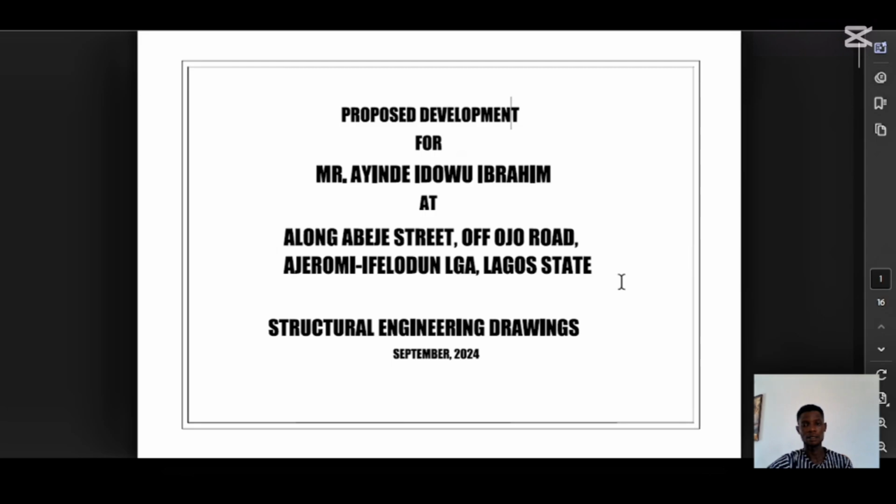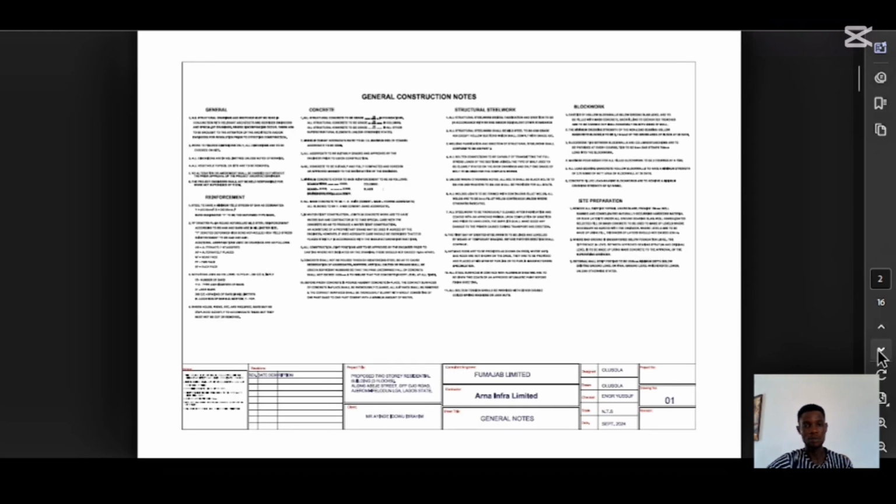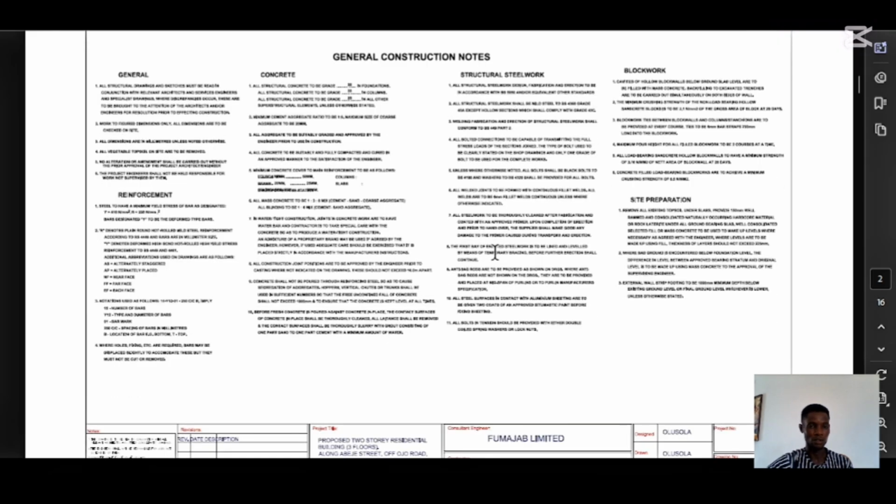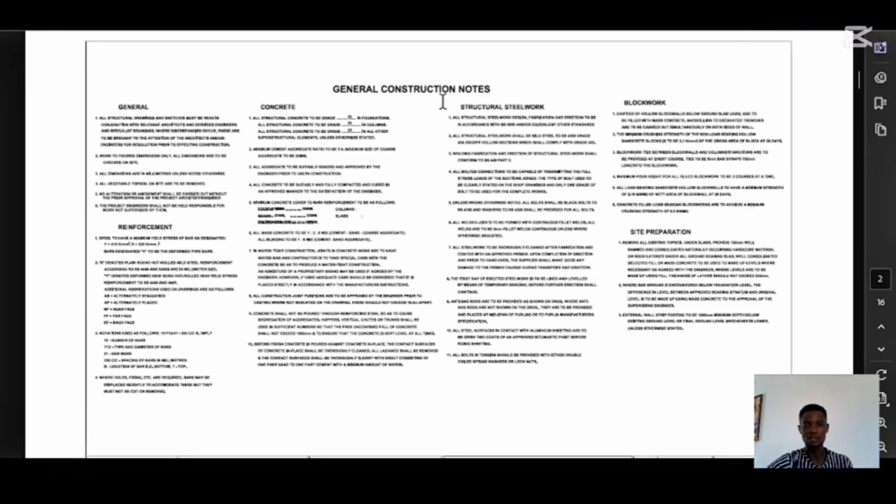Now, just like the architectural drawing, the first page you see on a structural drawing is the front page, which will tell you the title of the project, the title of the drawing, the location, and the owner of the project. The next page will have a general note on construction. You are going to get some general notes on what you have to do and what the contractor is likely to meet in the drawing. Then let's move to the next page.